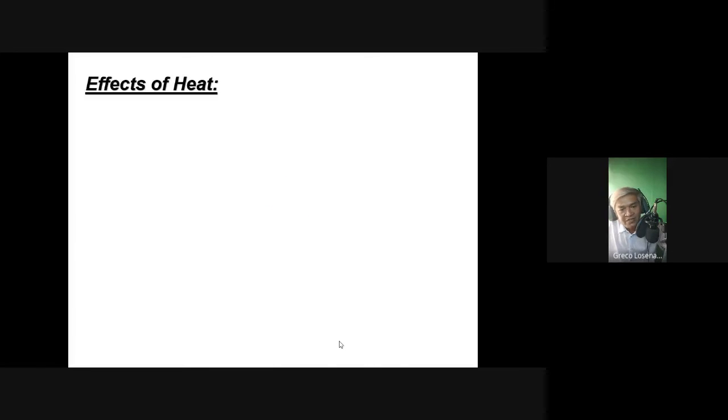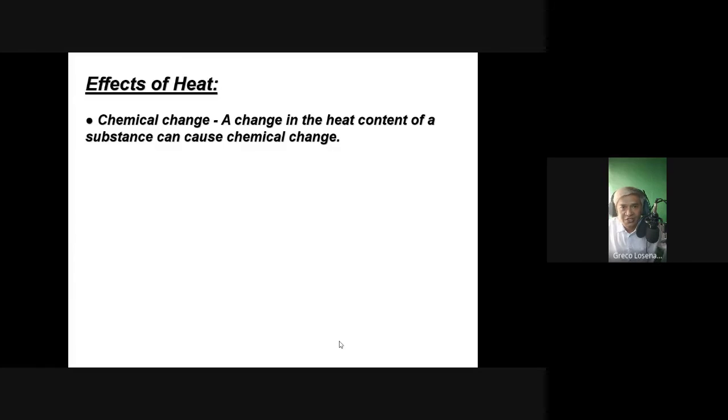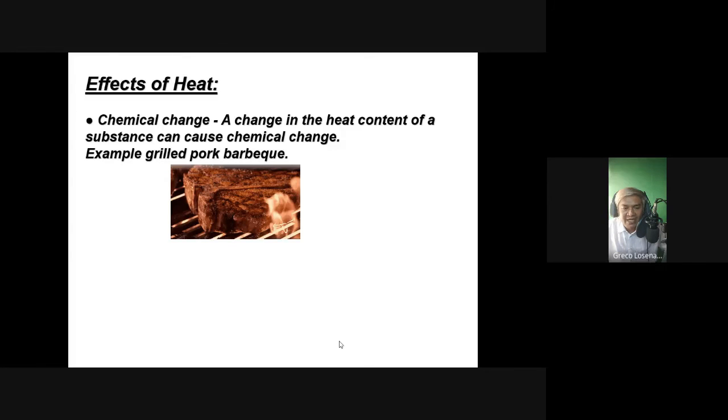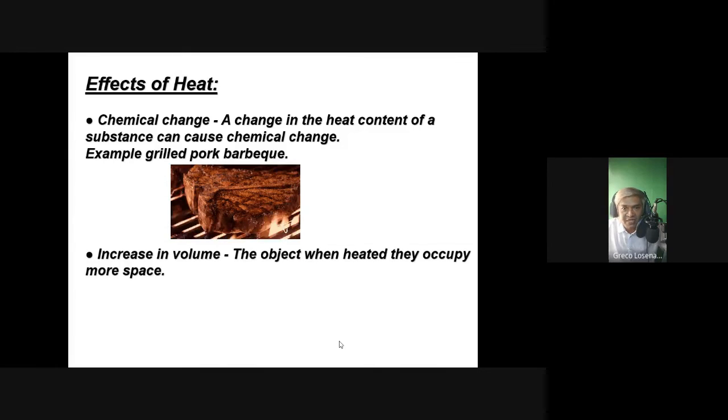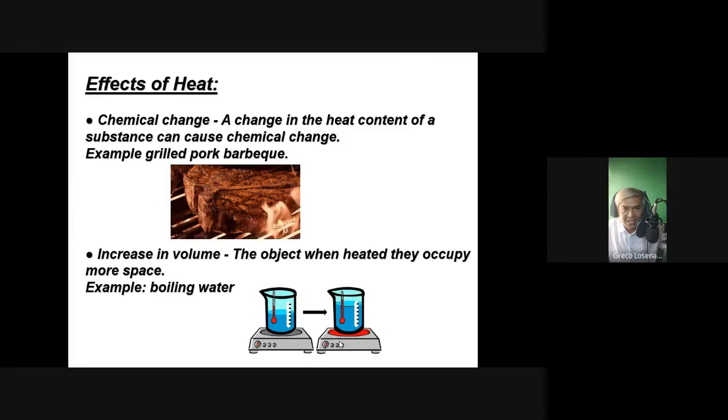Then another effect of heat is chemical change. A change in the heat content of a substance can also cause chemical change, just like pork being grilled. From raw to cooked. So there is a chemical change in the pork. Then the last effect of heat is increase in volume. When an object is heated, it occupies more space, just like in this example when you boil water.